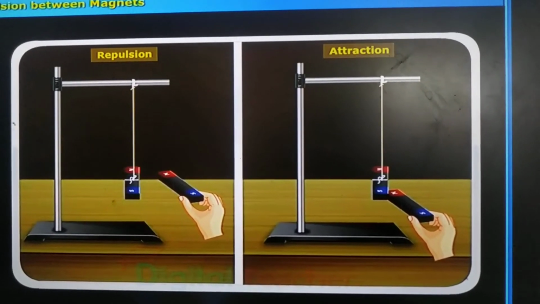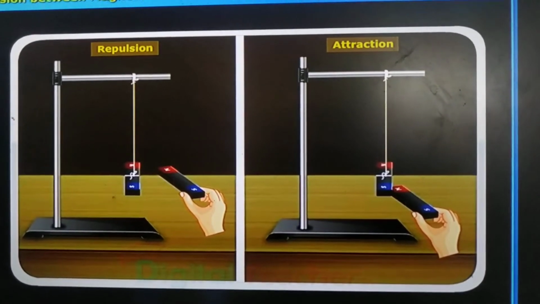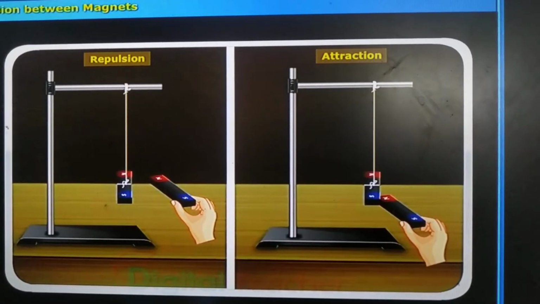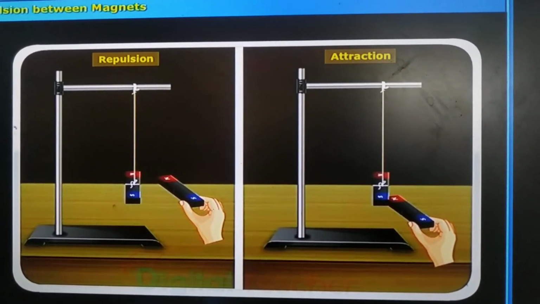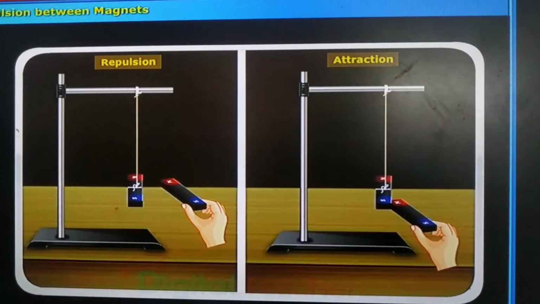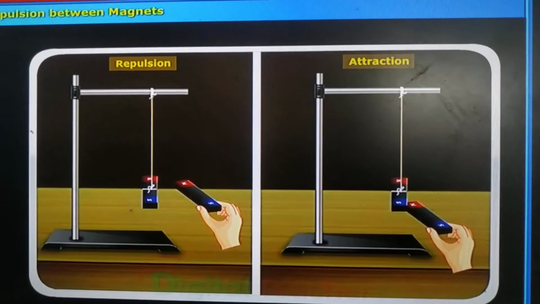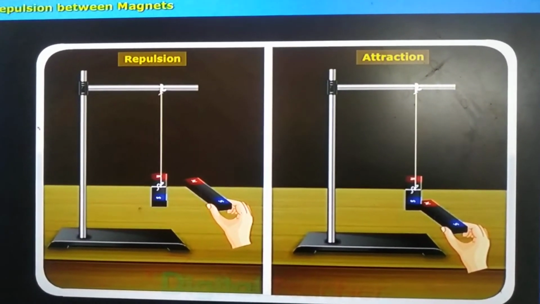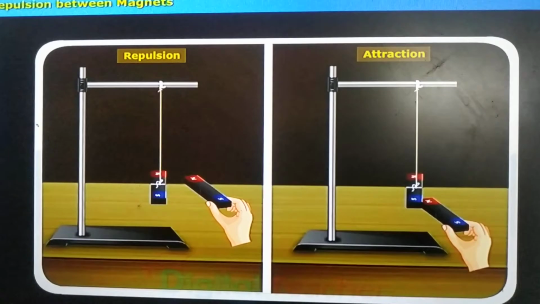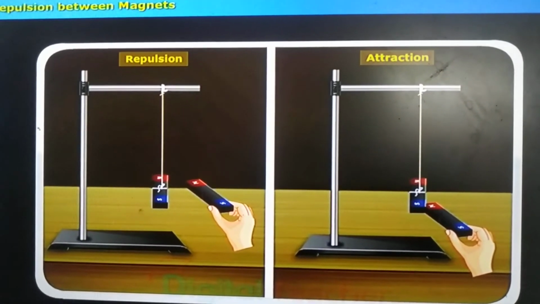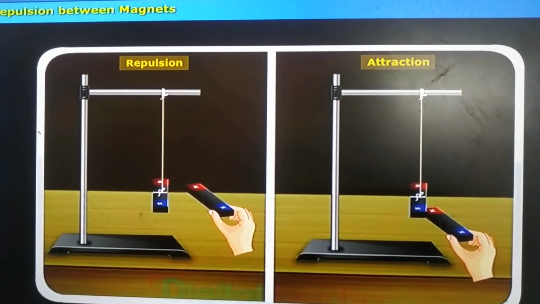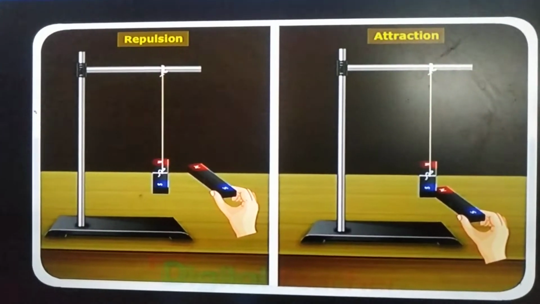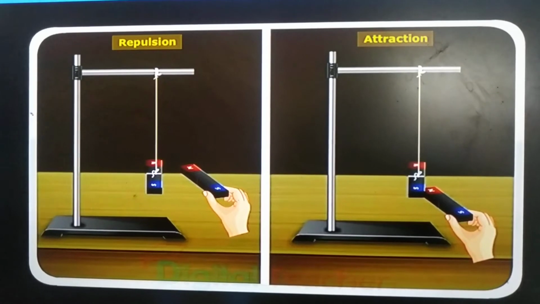Yesterday we learnt about playing with magnets, some points about poles, about attraction of magnets. All these things we discussed. We also learnt about the magnetic compass. Today's class we are going to learn about another property of magnets, which is attraction and repulsion. These two properties we also observe in magnets.